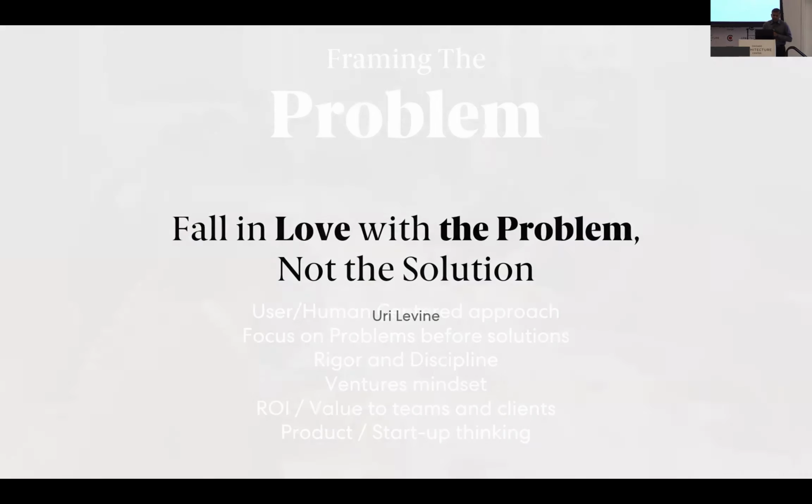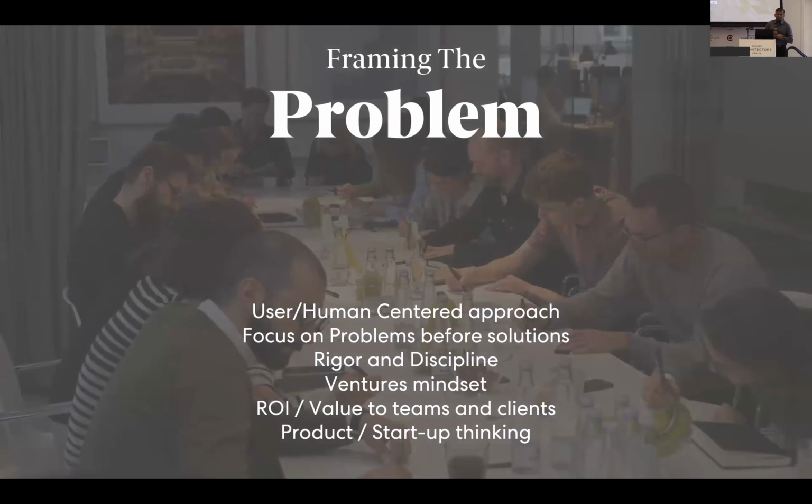In order to do that, you need to frame the problem in a very different way. I'm not sure how many VC folks are here. The VC industry does this really well. So how do we adapt from what VCs do really well? VCs start with rigor and discipline. VCs focus on problems before solutions. VCs focus on ROI, teams, values to teams and clients and all of that kind of stuff. VCs think about narrowing the problem down to smaller buckets. And then more importantly, we all want to think about the user. What if we start with the user rather than with the solution?